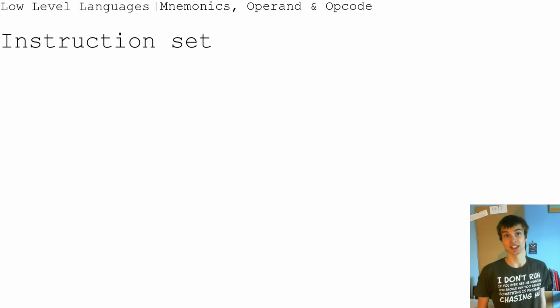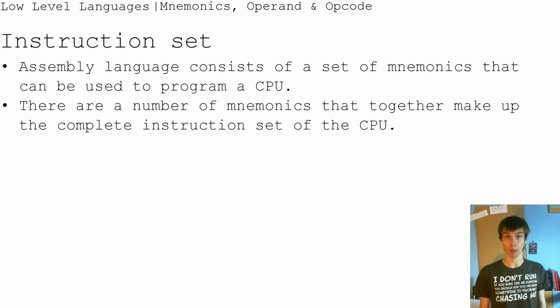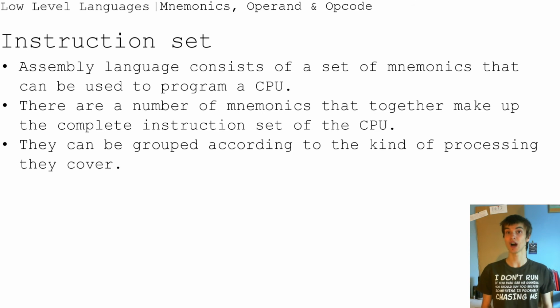The instruction set. So the assembly language consists of a set of mnemonics that can be used to program a CPU. There are a number of mnemonics that together make up the complete instruction set of the CPU. They can be grouped according to the kind of processing they cover.